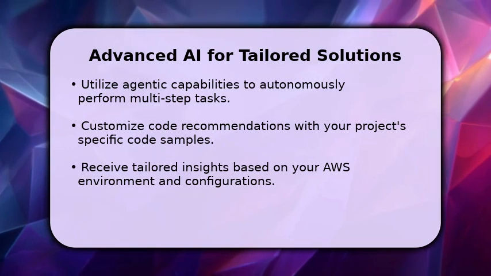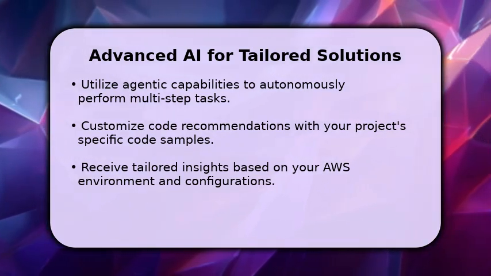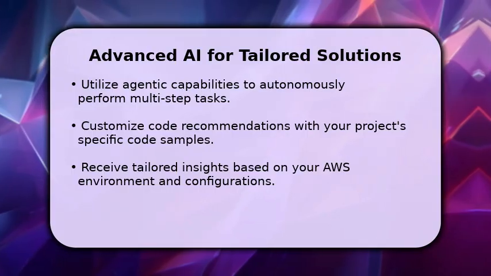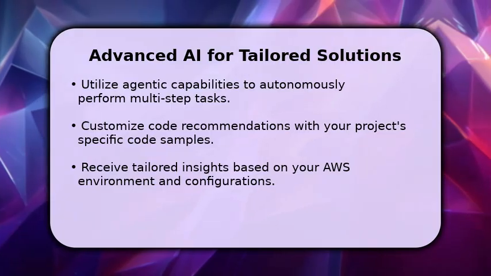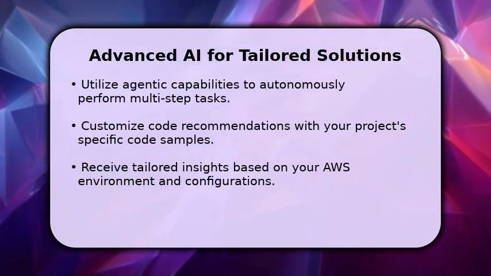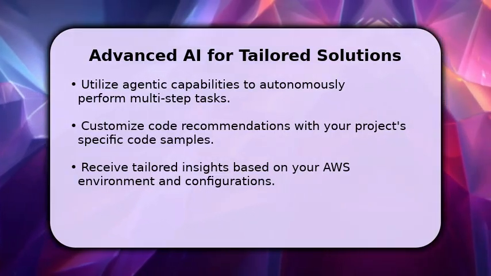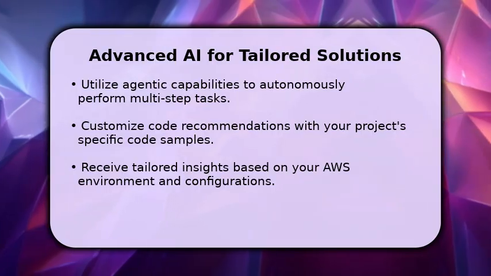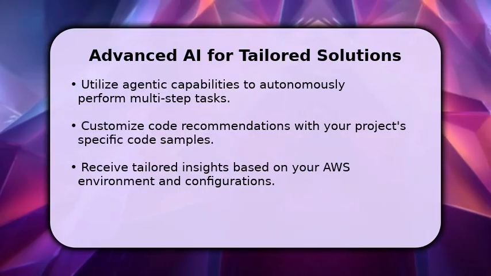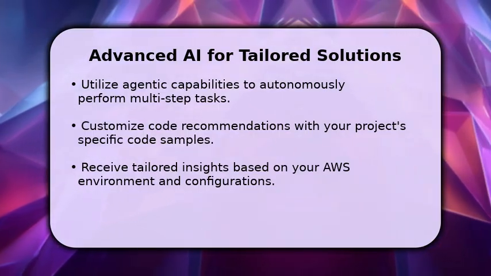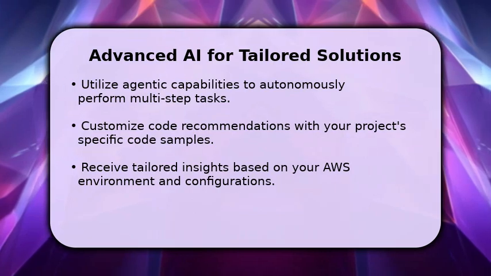Beyond basic assistance, Amazon Q Developer offers advanced capabilities. Its agentic features allow it to autonomously handle complex, multi-step tasks, from implementing new features to refactoring code. You can also customize its code recommendations by providing your own project's code samples, ensuring suggestions align perfectly with your team's standards. This intelligent assistant continuously learns, providing highly tailored insights specific to your AWS environment and coding practices.